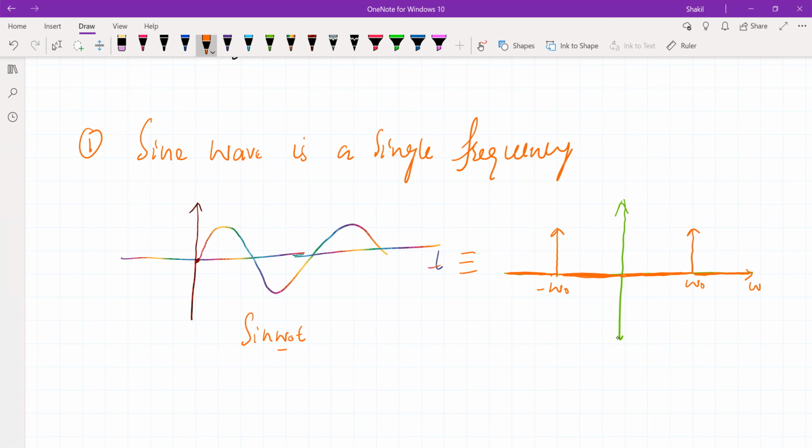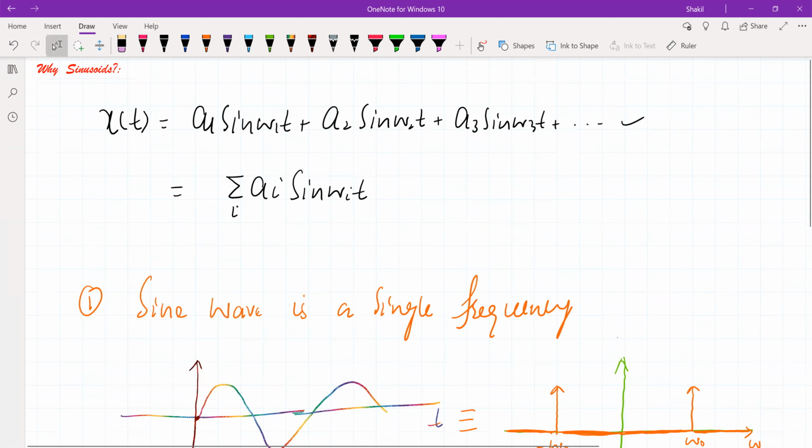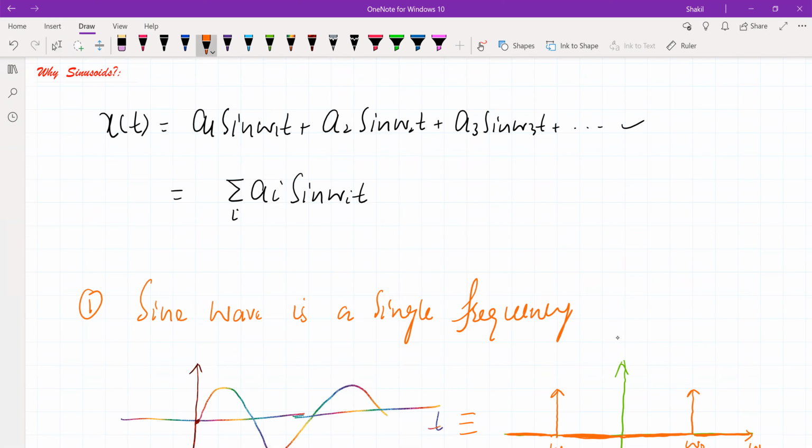So what will happen if this is a single frequency? Why is this important? Go back to the approximation. When we approximate x of t as a weighted sum of these sinusoids, this sine has frequency omega 1, this sinusoid has frequency omega 2, and this sinusoid has frequency omega 3. When we combine these sinusoids and express x of t, the amplitude determines how much content of omega 1 is present in this x of t.